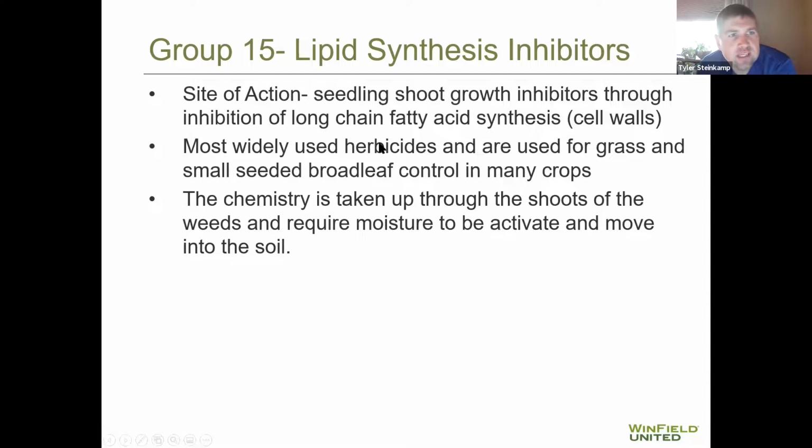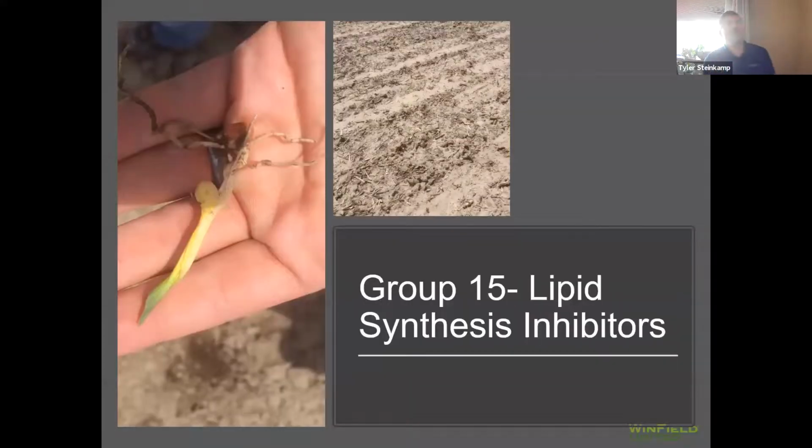Basically, guys, what it's doing is it's inhibiting the long chain fatty acid synthesis. So basically, it's preventing you from producing a cell wall. It is one of the most widely used herbicides, used for grass and small broadleaves. Very effective on grass, fairly effective on small seeded broadleaves. We do have some records of resistance to, for example, S-metolachlor in some of the pigweed species. We are going to have to be careful with that going forward. They are taken up through the shoots, so moisture is really, really important. And we saw that this year where we had some issues with that.